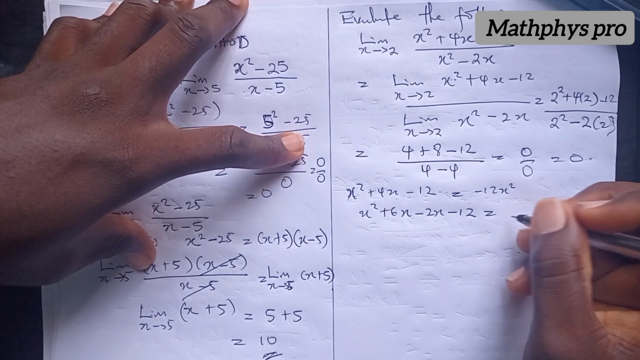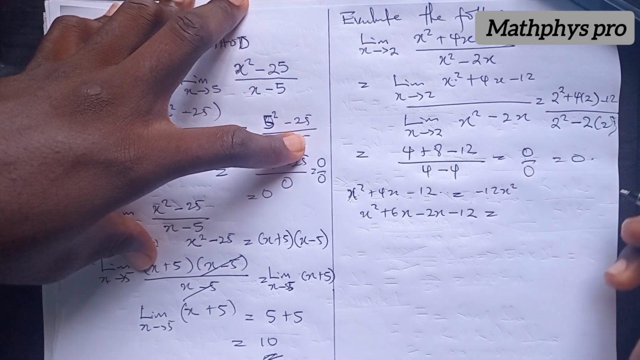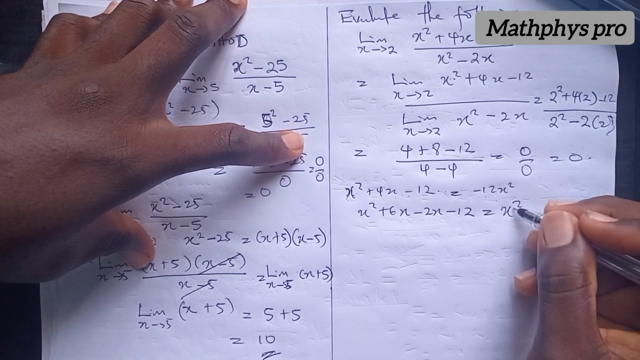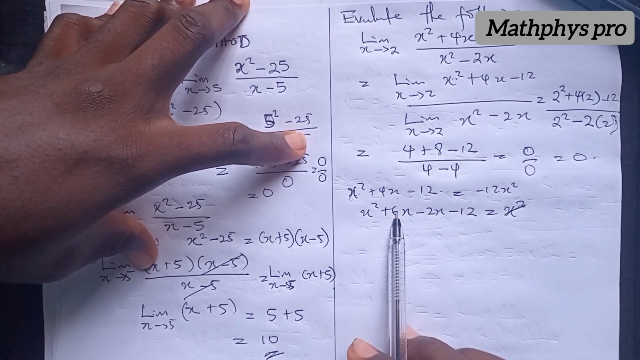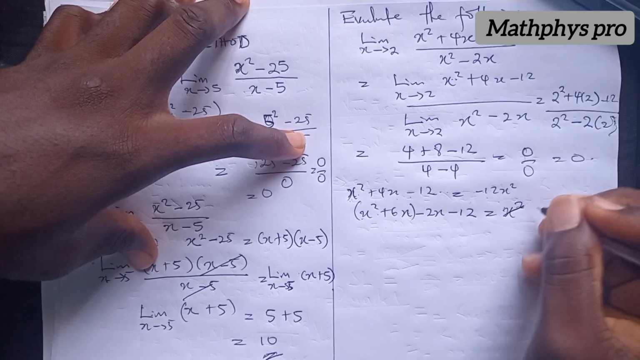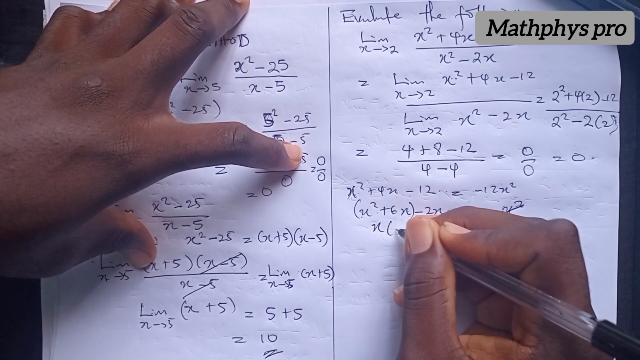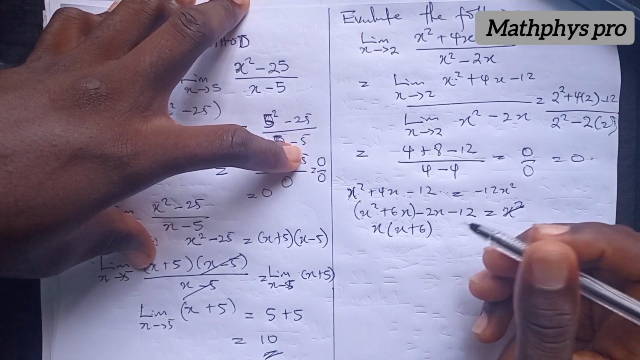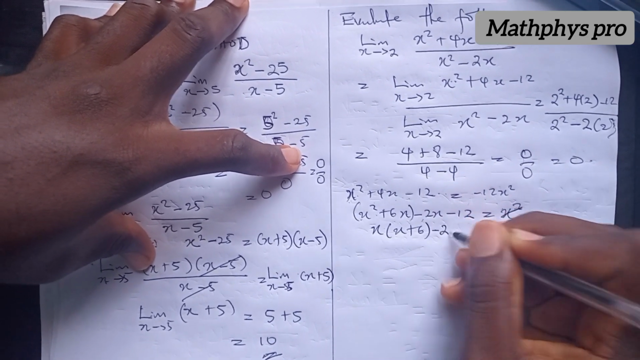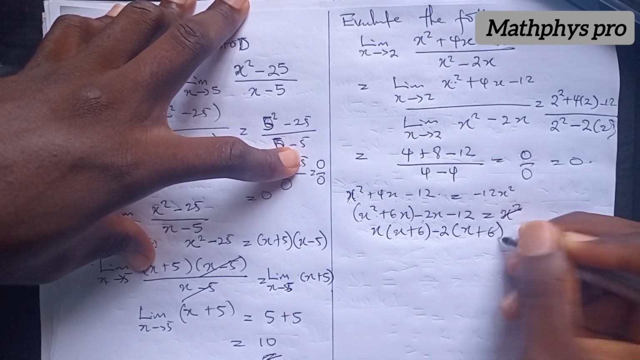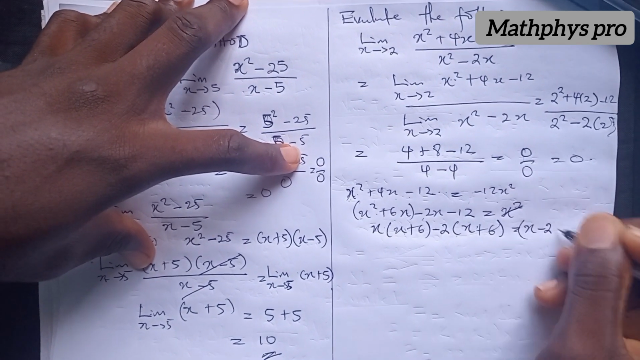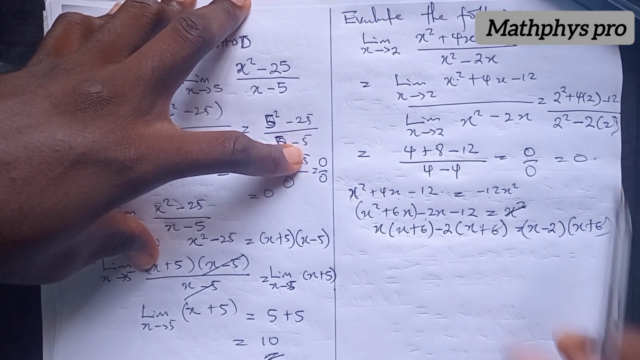Now, what is common between x squared and 6x? X. So we bring out x. Here we have x plus 6. And what's common between minus 2x and minus 12? Minus 2. So here we have x plus 6. So these two, you take them to be 1 and join this x and minus 2. So this is x minus 2 and x plus 6. These are the factors of the numerator.